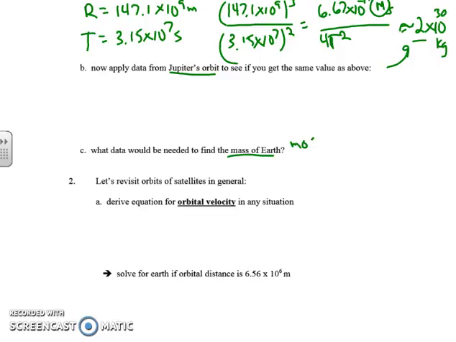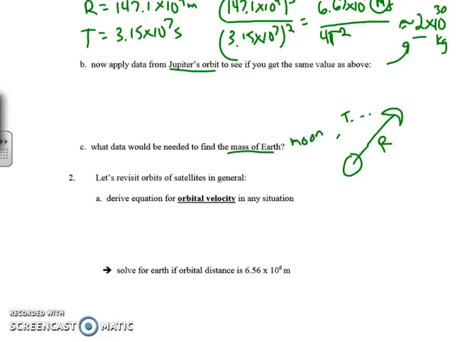So what data do we need? Something about the moon. What specifically? Well, we need to know, if this is the Earth and this is the moon, how far away the moon is, which is known, and we need to know the period of the moon. And so using Kepler's law for the moon around the Earth, we can get the mass of the Earth. All right, so that's an exercise maybe we'll see in homework or a quiz or a test, but it's the same idea.